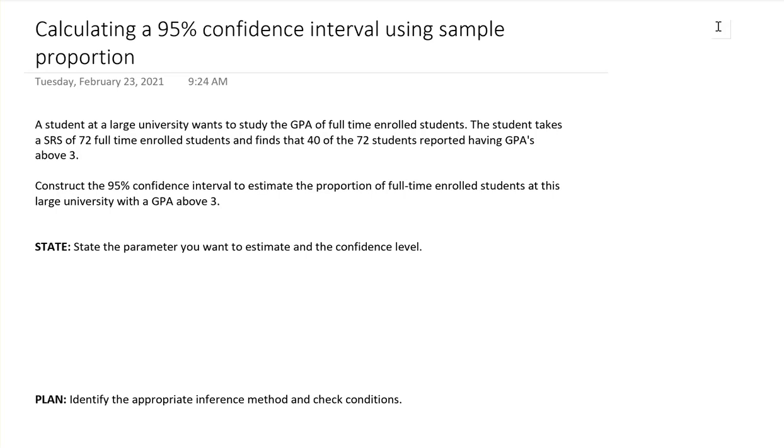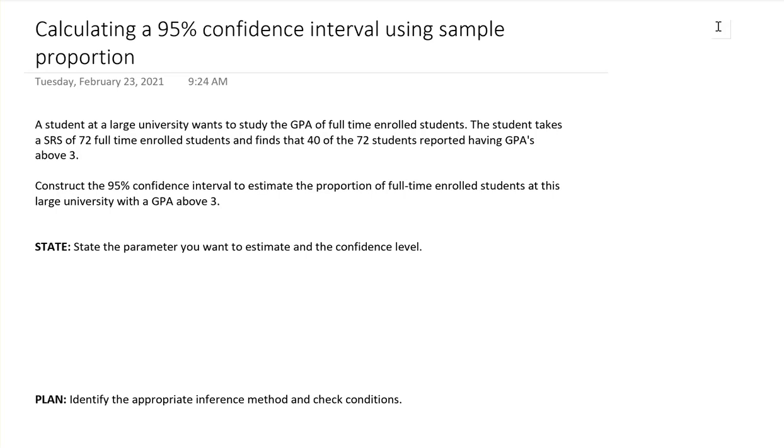Here's the scenario. A student at a large university wants to study the GPA of full-time enrolled students. The student takes a simple random sample of 72 full-time enrolled students and finds that 40 of the 72 students report having GPAs above 3. So we want to construct the 95% confidence interval to estimate the proportion of full-time enrolled students at this large university with a GPA above 3. So that's what we want to do.